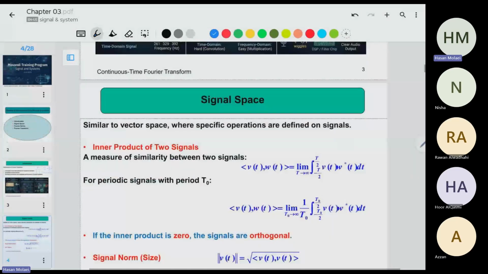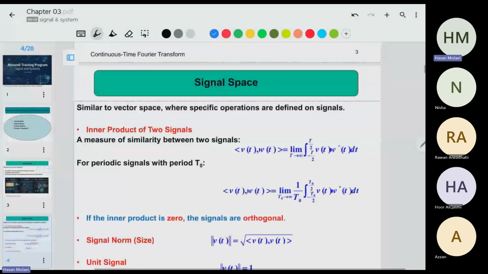Like vector space, we can define some operations for signals, like what we call the inner product. You multiply two signals, one of them conjugated, the other the original one, and take the integral from minus infinity to infinity. If they are periodic, we do this over one period. We want to define all signals through these definitions.